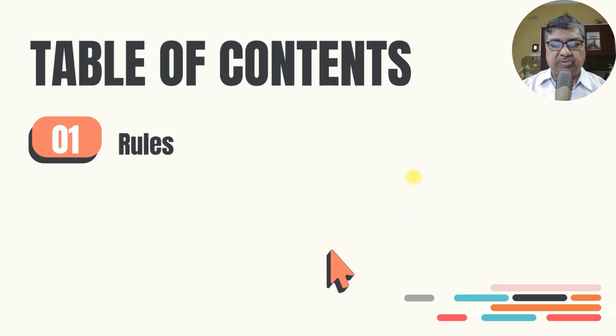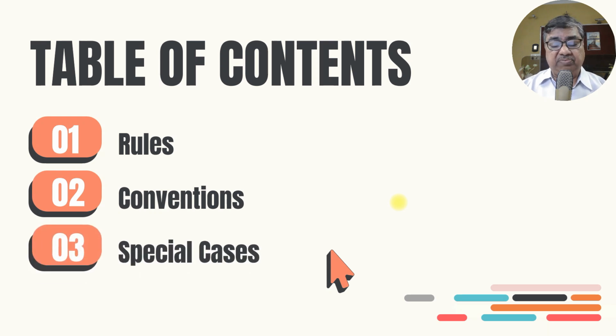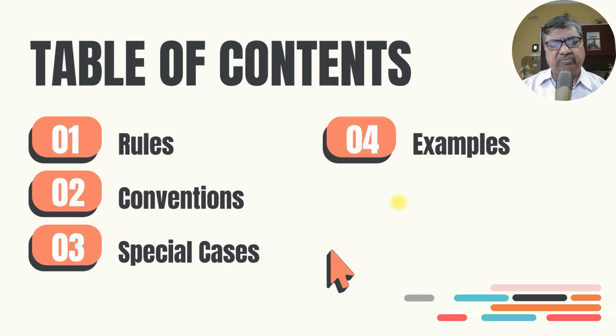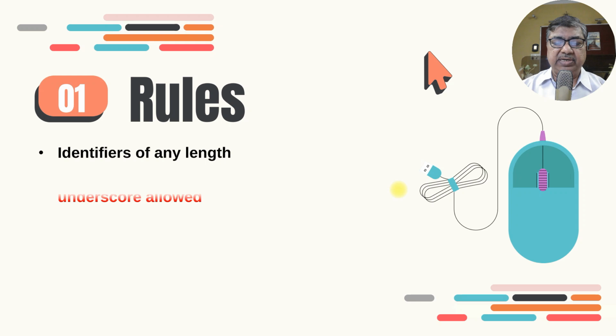We'll be learning rules of identifiers, conventions, what is beyond the rules, how can we define identifiers, and some special cases, and we'll have ample examples to understand this. Let us understand the rules. Okay, identifiers in Python can be of any length. Some previous languages used to limit identifiers to, say, 32 characters, etc. But now you can write any length in identifiers.